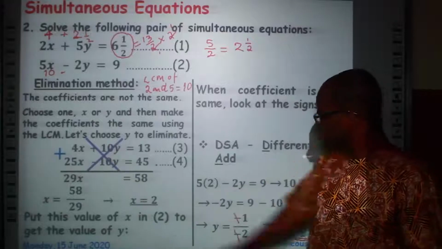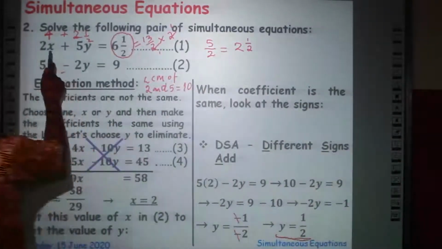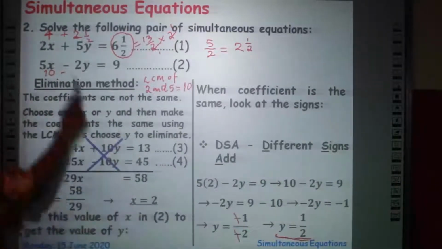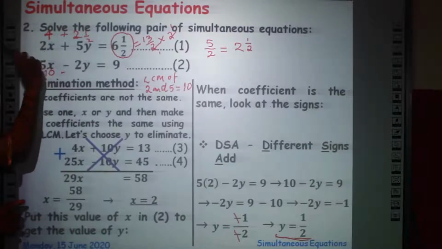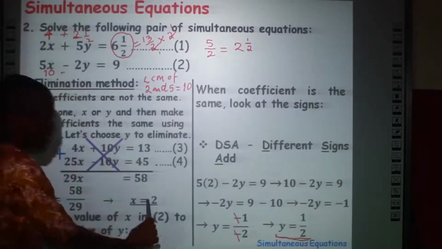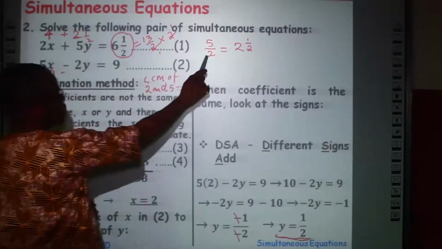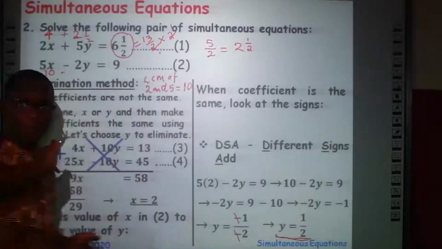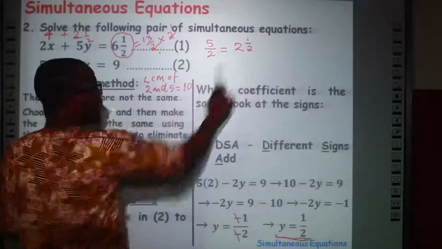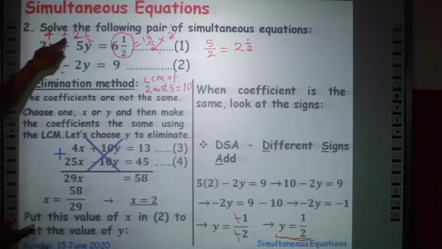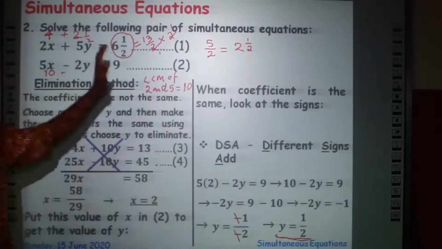Now, with x being 2 and y equal to half, anywhere you see x, replace with 2. So you have equation 1, 2x, that's 2 times 2, that gives you 4. And then plus y. Y is half. 5 over 2. Now 5 over 2 is an improper fraction. Improper fraction converted to a mixed number gives you 2.5. So 4 plus 2.5, that is 6.5. So it's correct for equation 1.